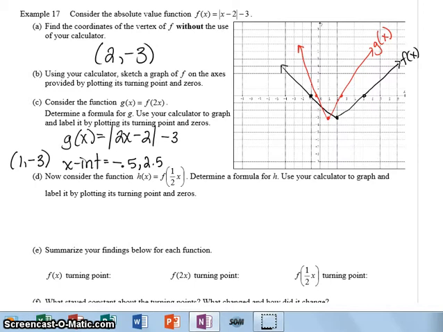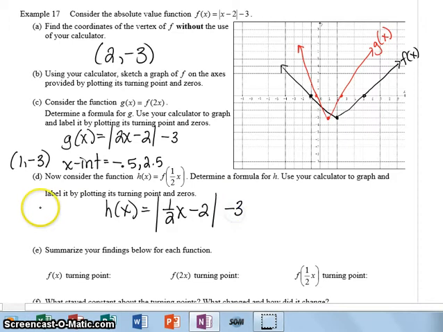The next part, now it's a 1/2x. So you're going to substitute in wherever you see an x in the f function. So up here where you see an x, you're going to put a 1/2x in its spot. So h of x is equal to 1/2x minus 2 minus 3. And again, use your calculator to find its turning point and its zeros. The turning point is at 4, -3. And my x-intercepts are at, oh, I found them. I didn't write them down. They are at -2 and 10.